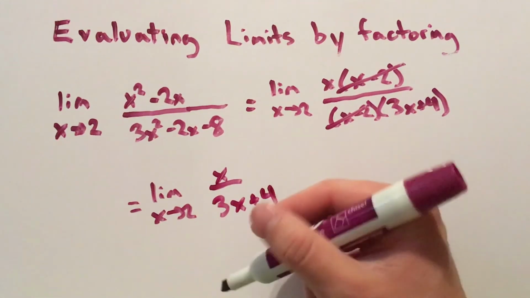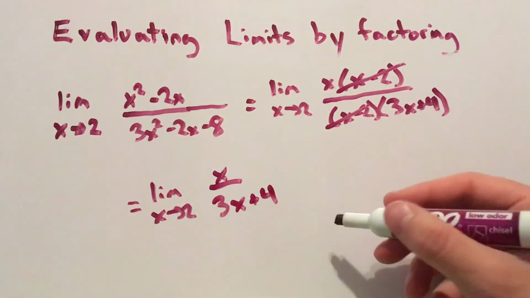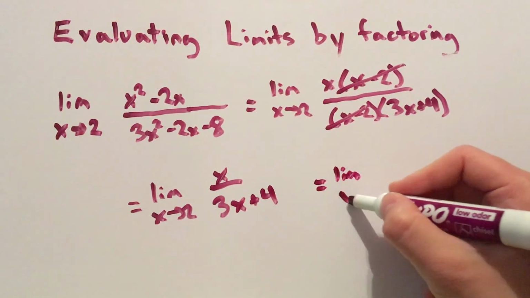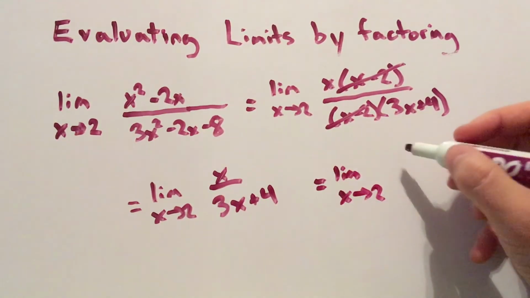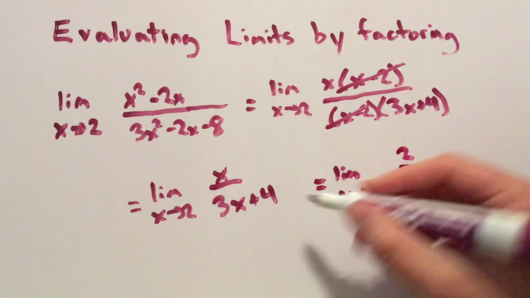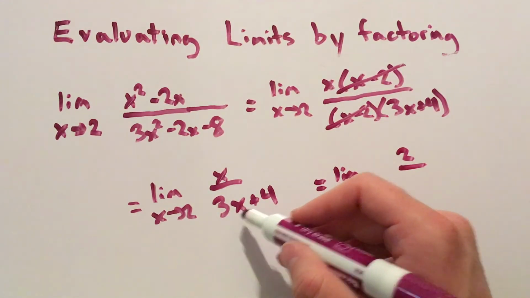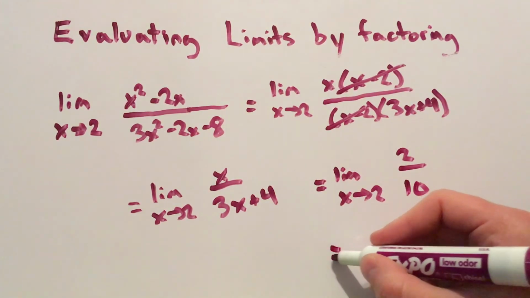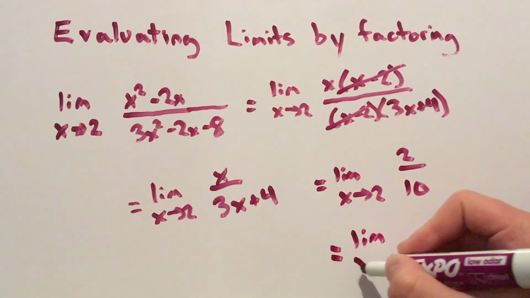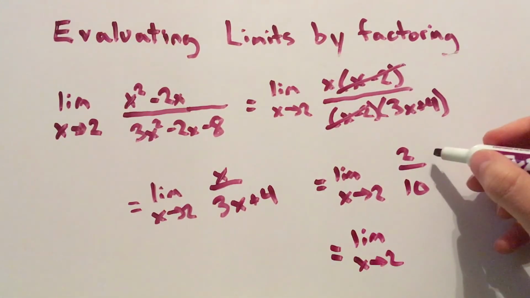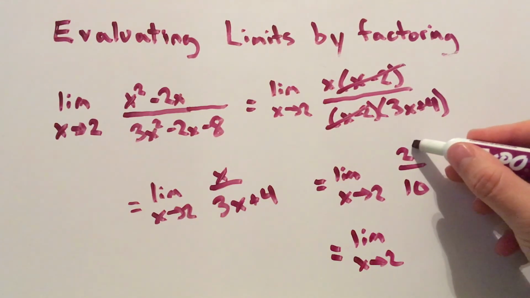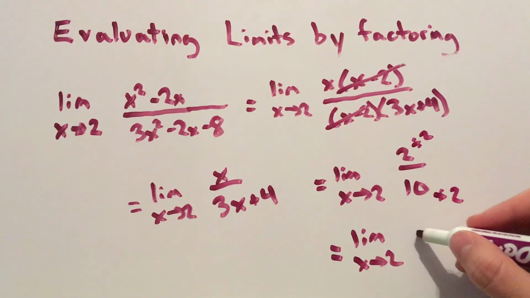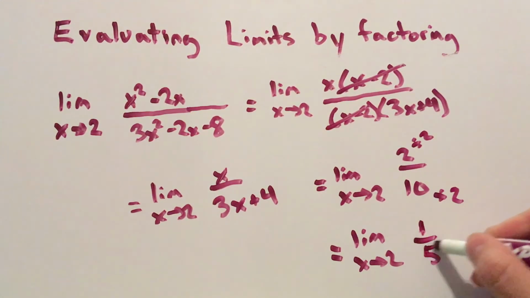And from here we can plug 2 in for both of your x's. And you'll have limit as x approaches 2 of 2 divided by 3 times 2 is 6, plus 4 is 10. And we can actually simplify this, so we'll write limit as x approaches 2 and divide both terms by 2. And that'll give us 1 divided by 5, 1/5.